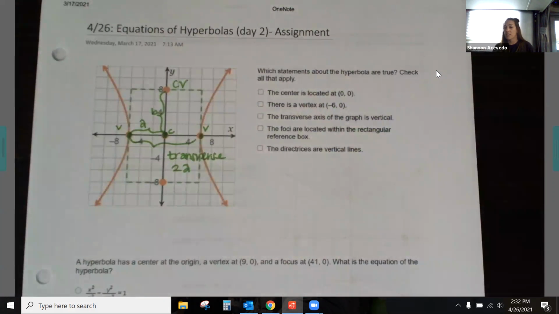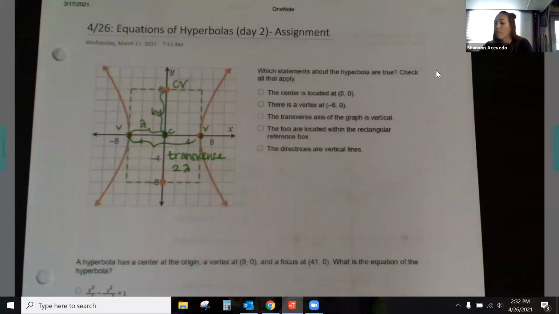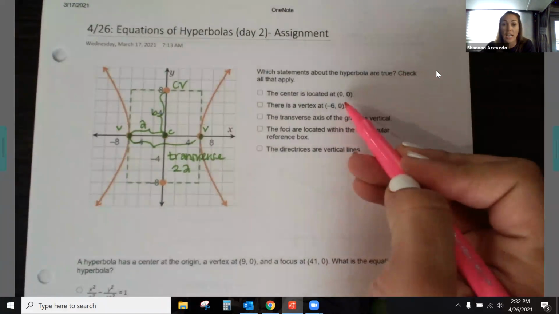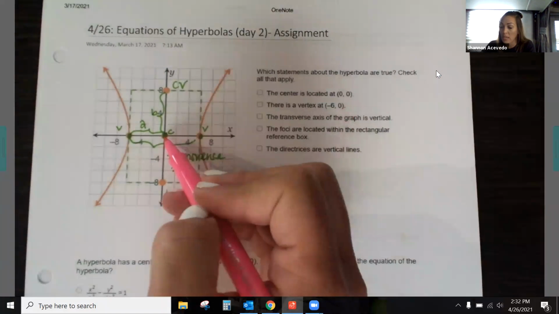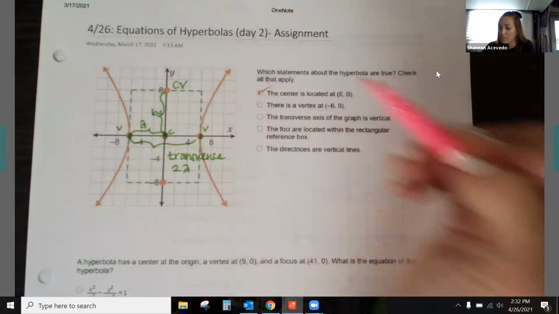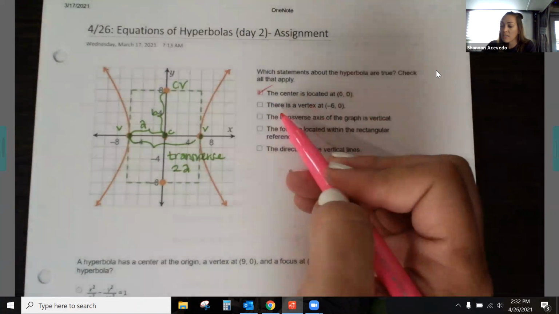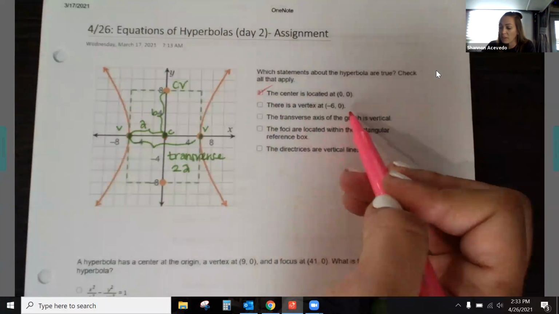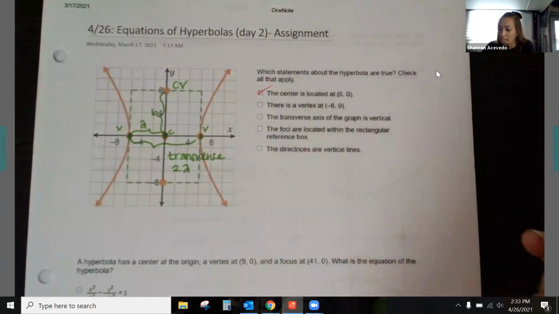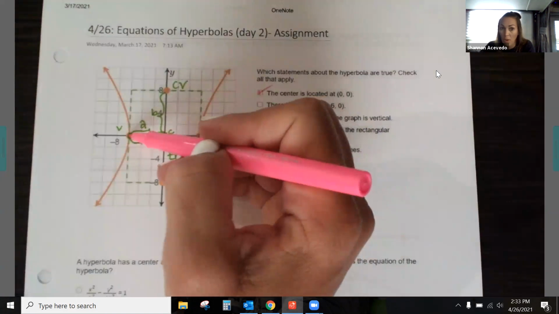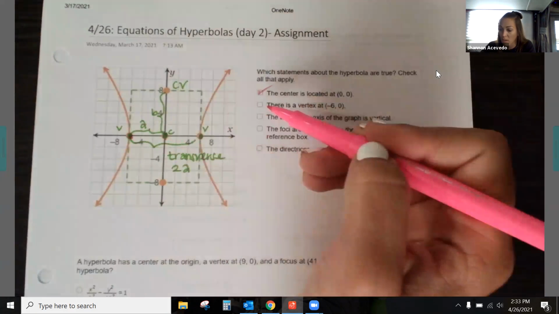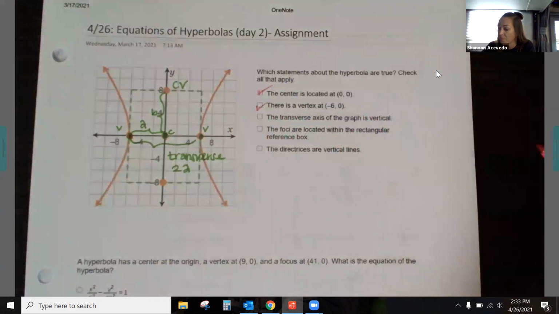So this one says, which of these are true? Check all that apply. I like it on the quizzes when they say check 3, then we know how many, but we've got to go through them all. First statement: the center is located at 0, 0. And we can see that my center is at 0, 0. Then it says there is a vertex at -6, 0. If I was at -6, 0, I would be this point right here. So that is also true.